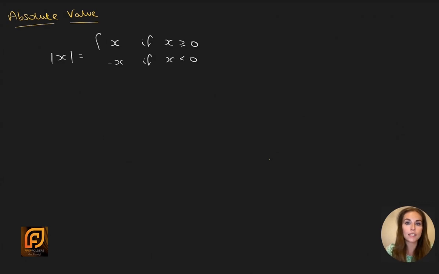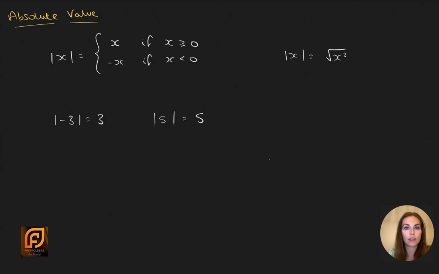The absolute value of a real number x, denoted in this way, is defined as follows. The absolute value of x is equal to x if x is greater than or equal to 0, and negative x if x is less than 0. Sometimes we see the absolute value defined as the absolute value of x equals the square root of x squared. Here are some examples. The absolute value of negative 3 equals 3, and the absolute value of 5 equals 5.